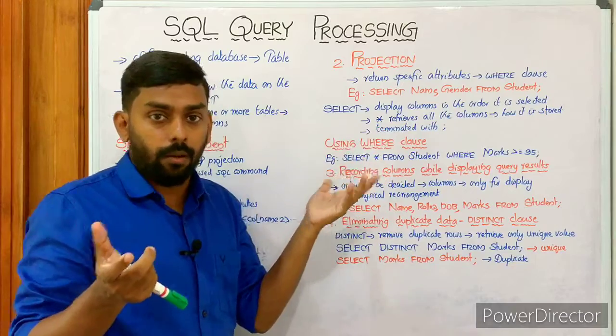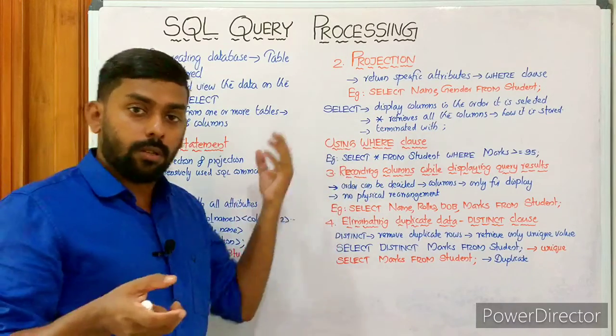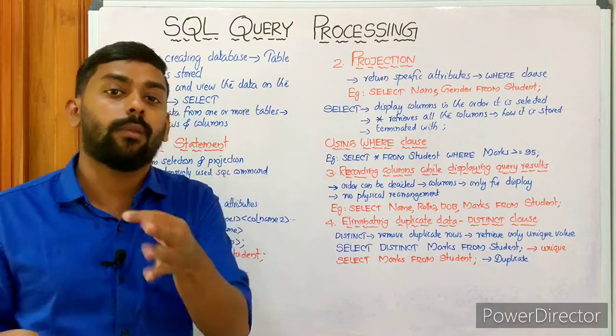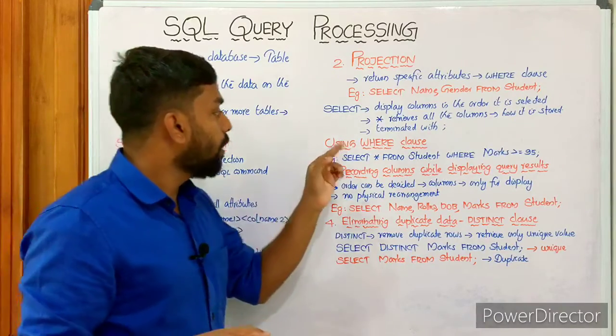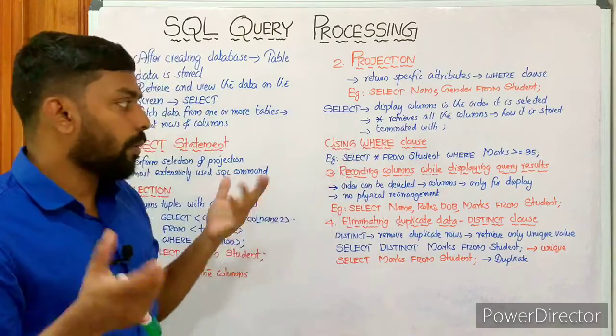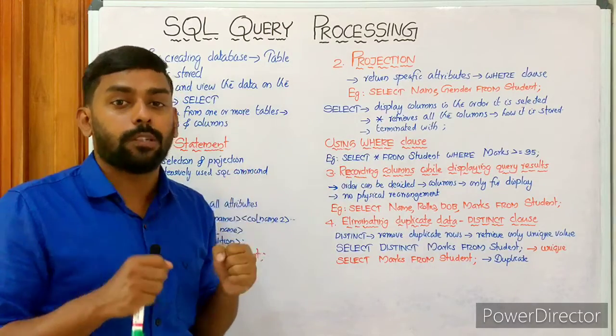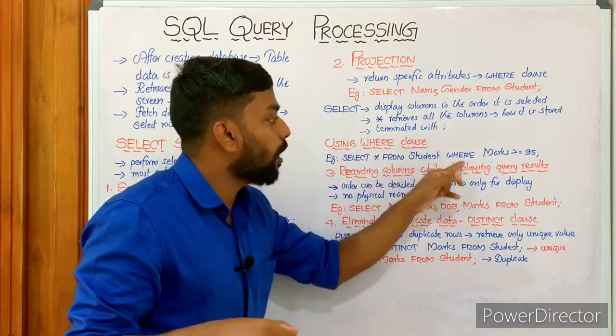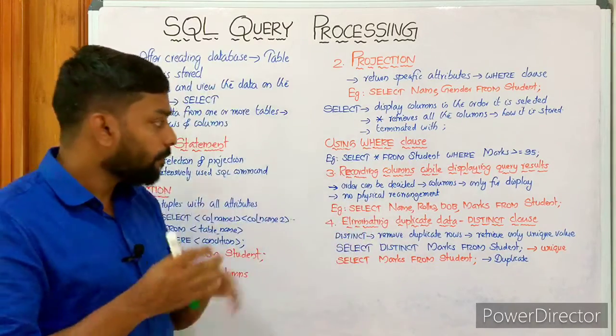Then of course we know that all SQL commands are terminated with semicolon. So select is also ending with semicolon. Select command is also terminated with semicolon. Okay. Next one is using where clause. Of course, where clause is used to restrict the number of tuples to be selected. So we have an example here. Select star from student where marks greater than or equal to 95.